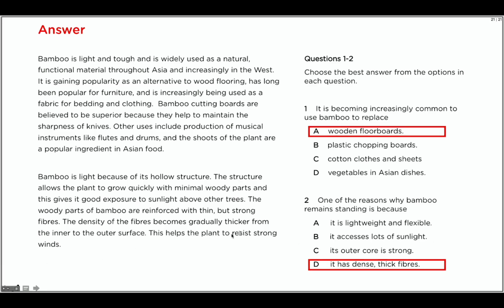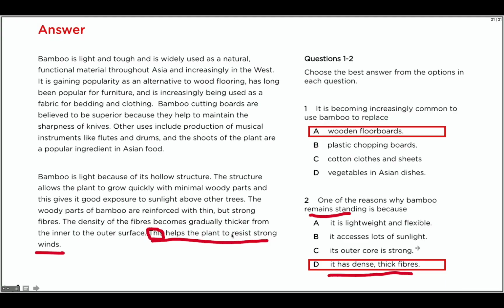If we read in the text here, it says, this helps the plant to resist strong winds. Resisting strong winds and remaining standing is a paraphrase. They mean the same thing. But what does this mean? Well, the density of the fibers becomes gradually thicker from the inner to the outer surface. So it has dense, thick fibers. That is what allows it to remain standing.